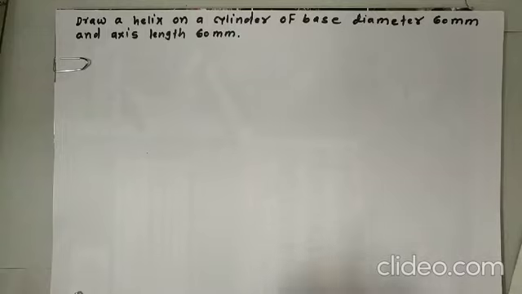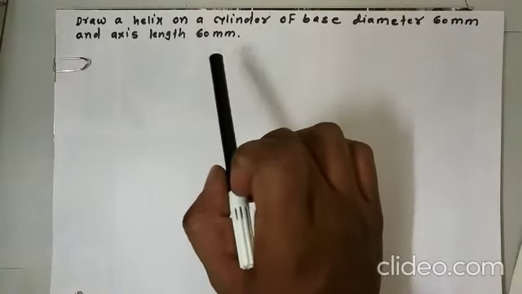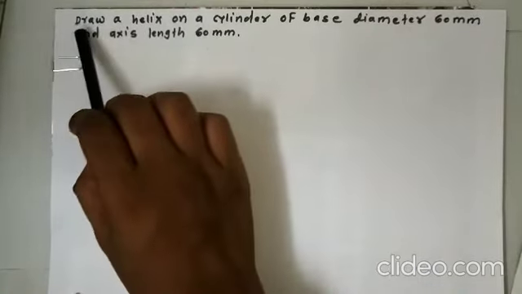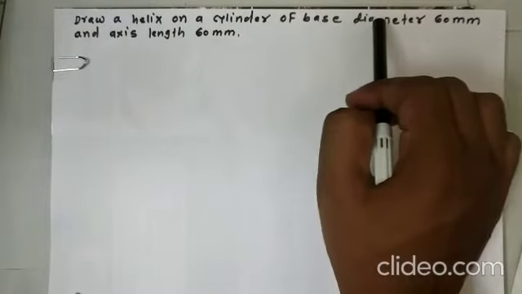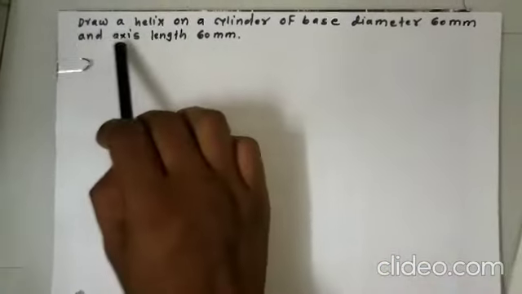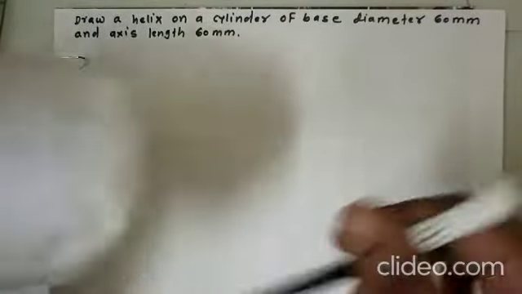In this lecture, we are going to construct a helix for a cylinder. Okay, and the problem statement is here. Draw a helix on a cylinder of base diameter 60 mm and axis length 60 mm. Okay, so consider this is a cylinder.